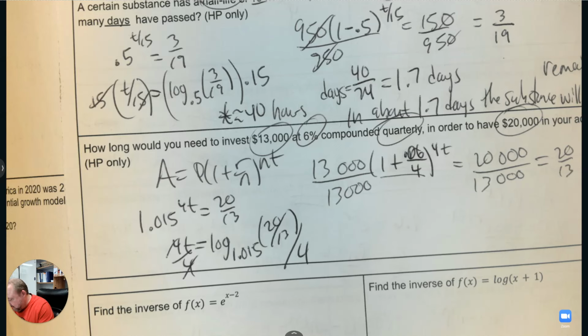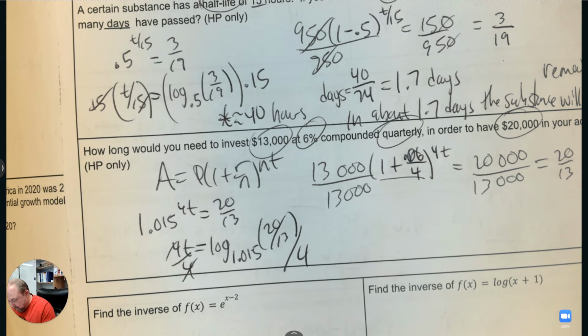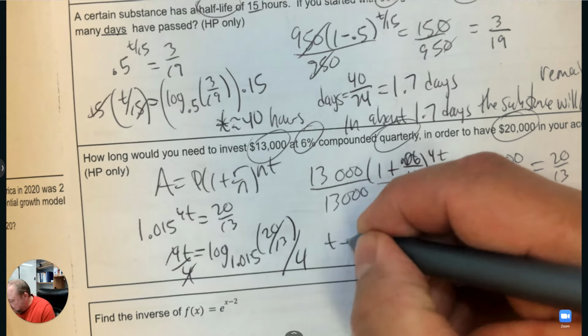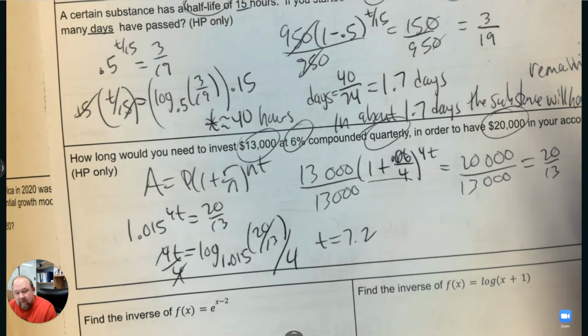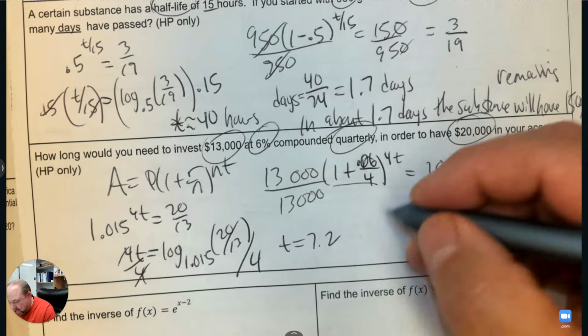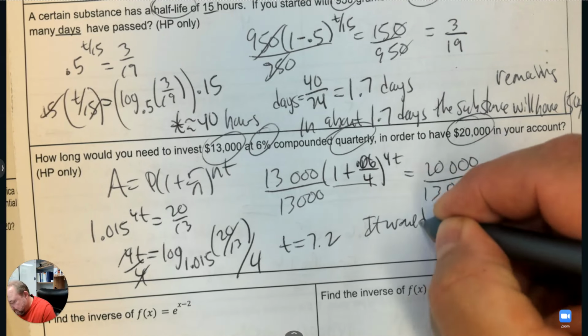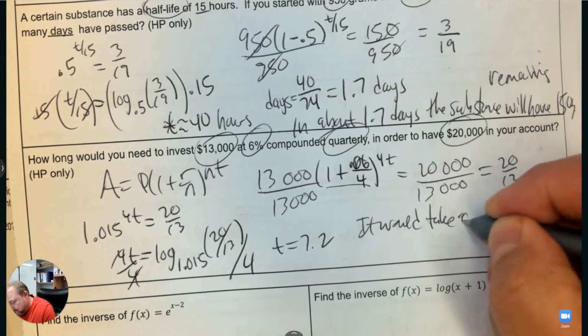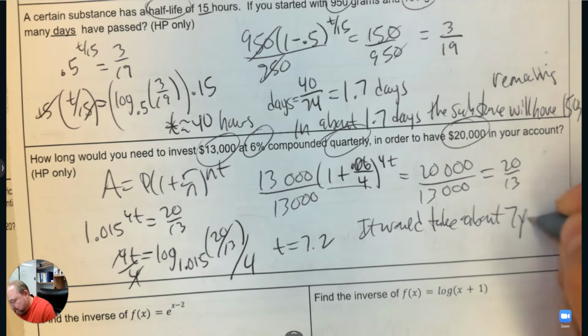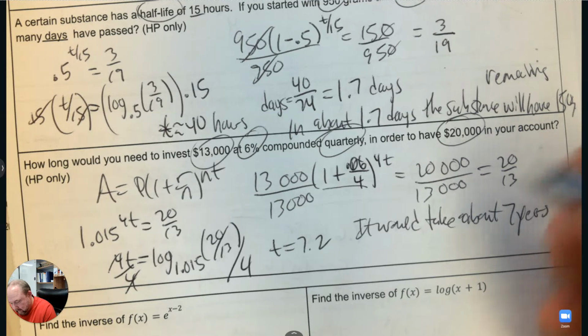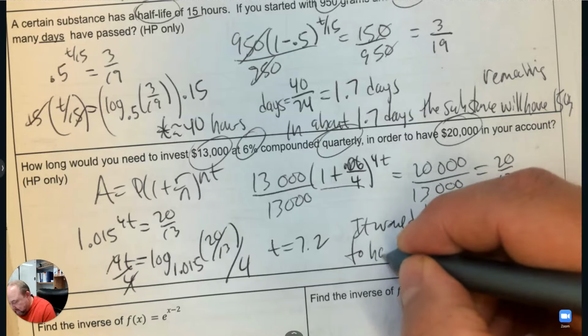So log 20 divided by 13 divided by log 1.015. Take that answer, press enter, and then divide by 4, and I get 7.2. So how long would it take? About 7 years to have $20,000 in your account.